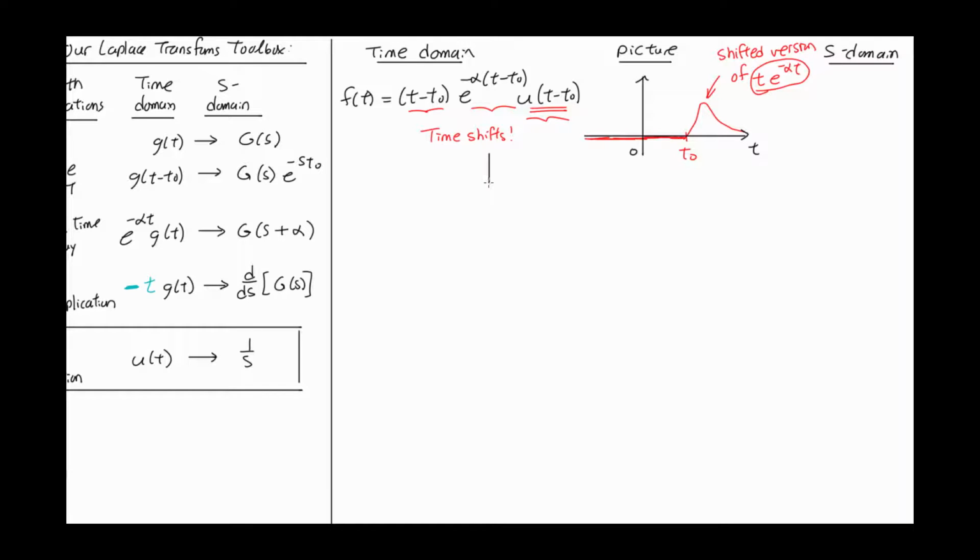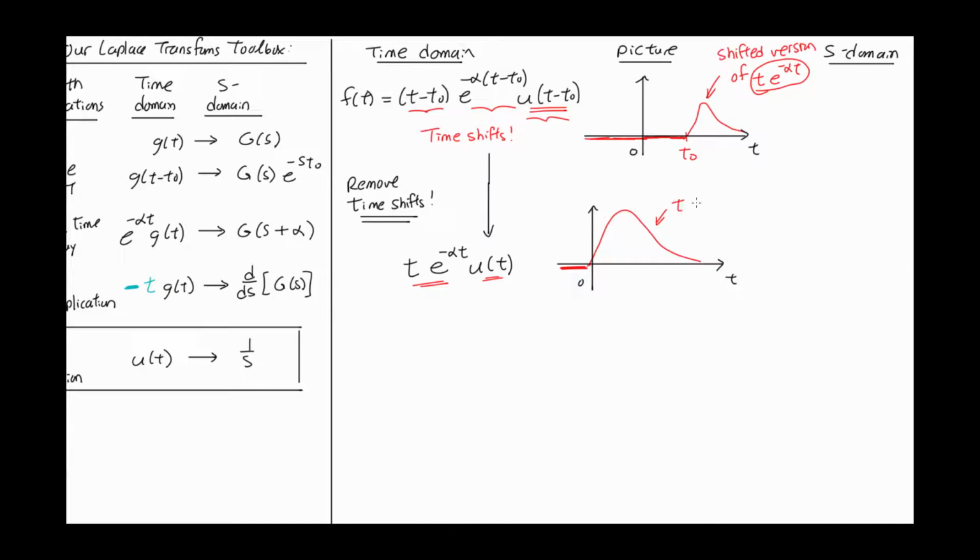Okay, so it's time to peel the onion. First, what if we remove all time shifts from f of t? Every instance of t minus t naught, I'm going to write t, like this and like this. So what does a picture of this function look like? You still have the step function, which means nothing happens prior to 0. And now we just have t times e to the negative alpha t, the unshifted version.